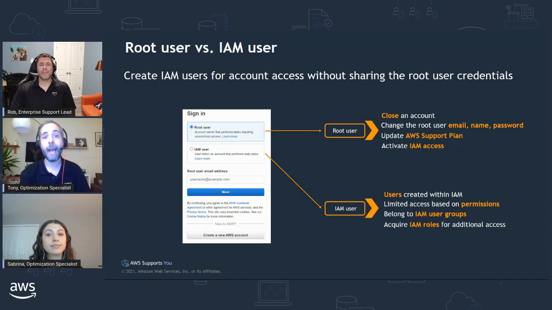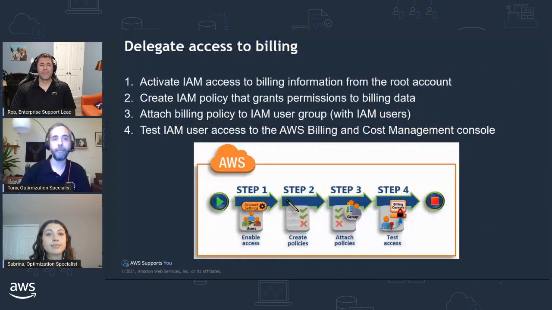Let's recap them. How can we delegate access to billing data? As a prerequisite to delegate access to billing data, first you have to have an IAM user created, and it has to be part of an IAM user group, as we will show you in the demo in just a minute. Other than that, there are 4 simple steps. Step 1, activate IAM access to billing data.